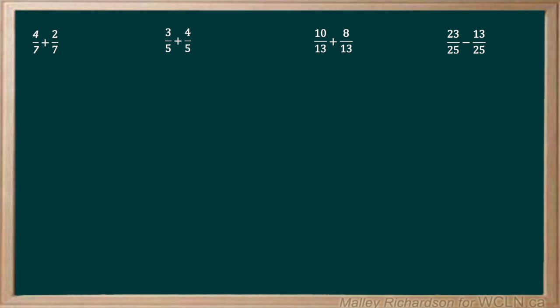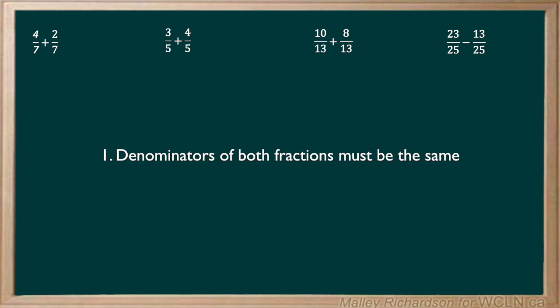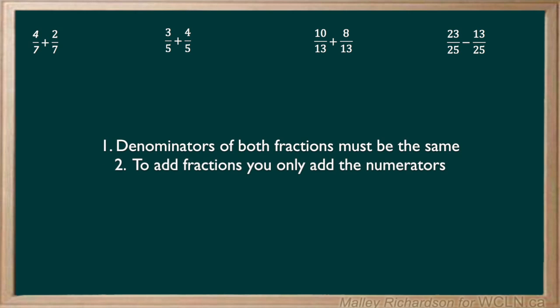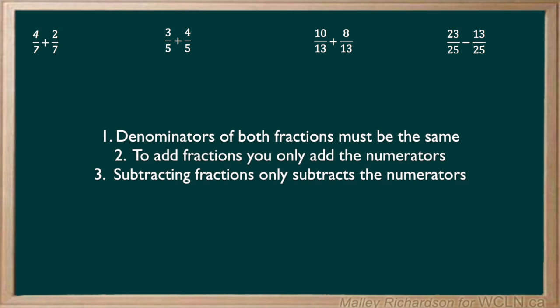These next set of problems all deal with adding and subtracting fractions that have a common denominator. So before we start, there are 5 things that we have to remember. The first thing is the denominator of our answer must be the same as the denominator of the fractions we are adding or subtracting. The second thing to remember is when we add fractions, we only add the numerators, and when we subtract fractions, we only subtract the numerators.